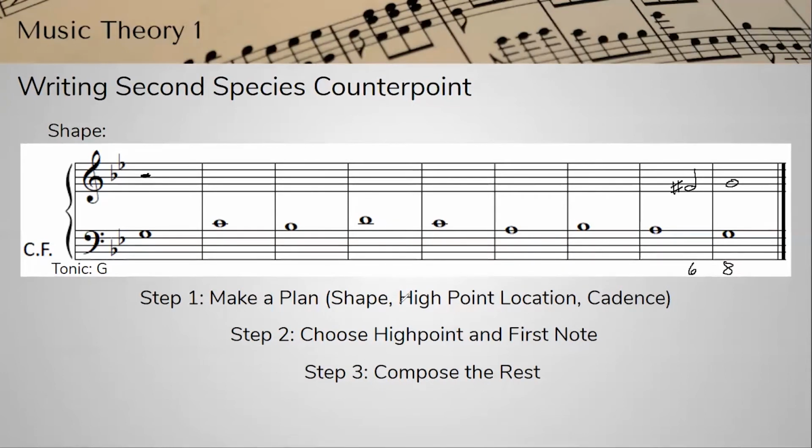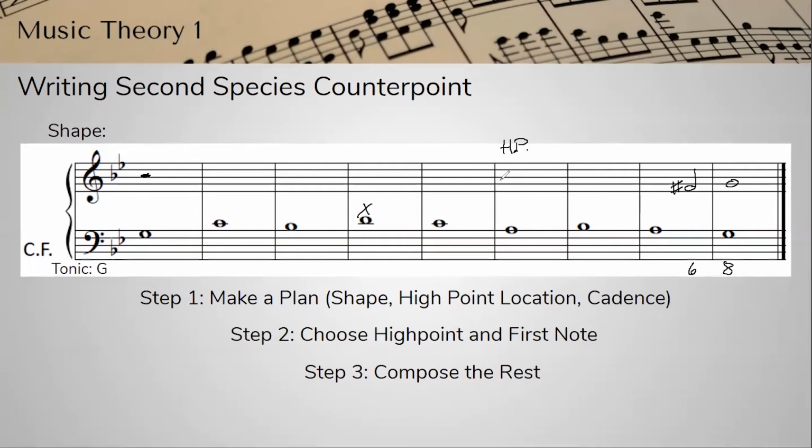We should choose our high point location. Now you want it to be in a different place than our cantus firmus high point, which has its high point here. So maybe our second species counterpoint line high point can be in this measure. So plan on having our high point here.